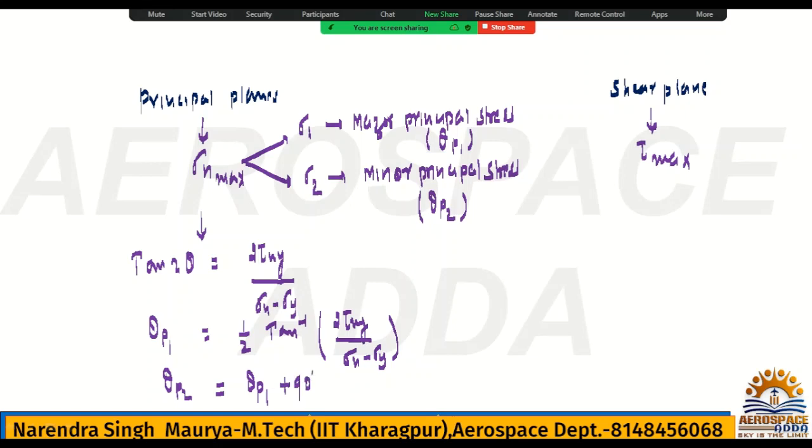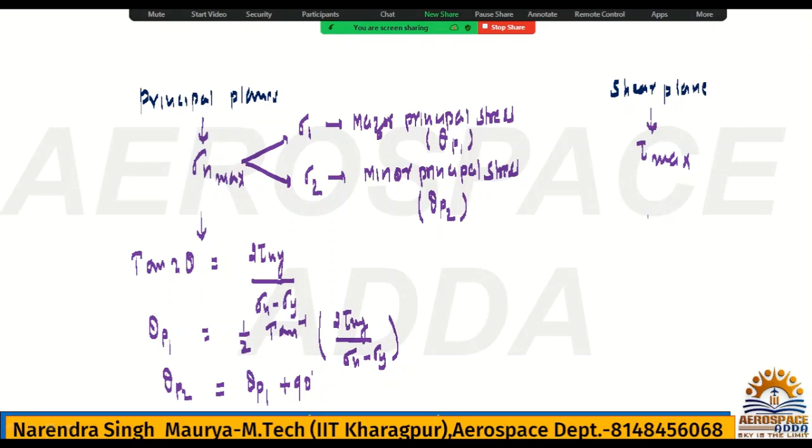All right, this is the one thing. What about the shear plane? So I explained, shear plane is the plane where maximum shear stress will be existing. That point I had written, and I also mentioned the angle between that principal plane and shear plane will be 45 degrees, so that I will show you.